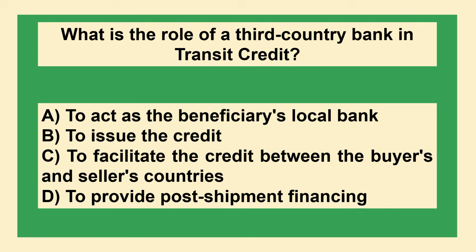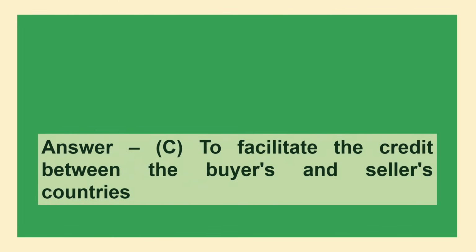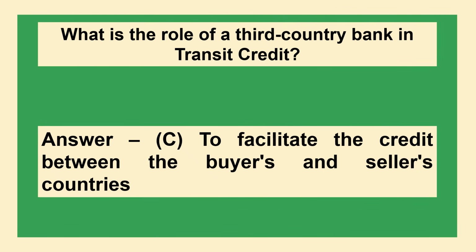Question: what is the role of a third country bank in transit credit? Option A: to act as the beneficiary's local bank. Option B: to issue the credit. Option C: to facilitate the credit between the buyer's and seller's countries. Option D: to provide post-shipment financing. Answer: option C: to facilitate the credit between the buyer's and seller's countries.